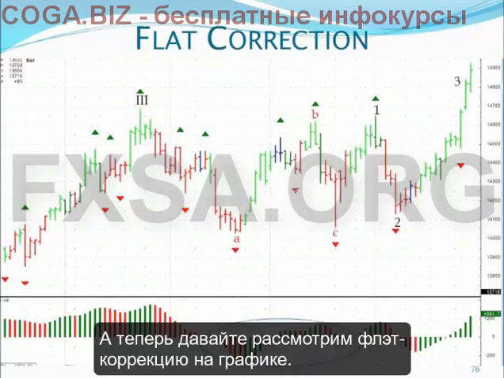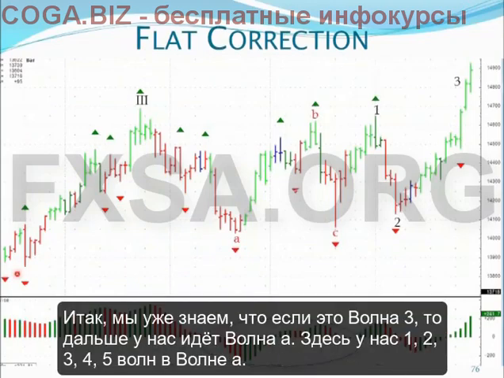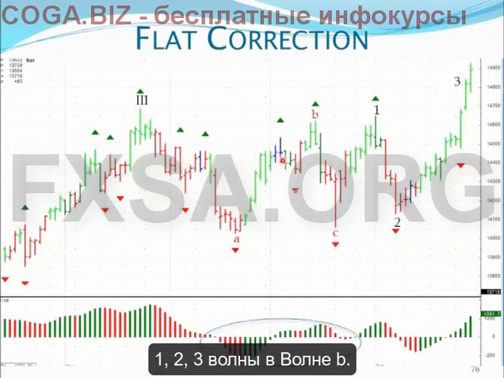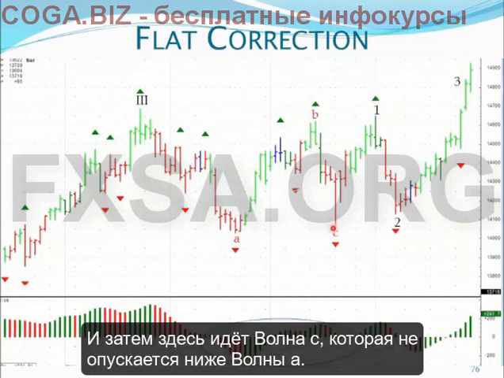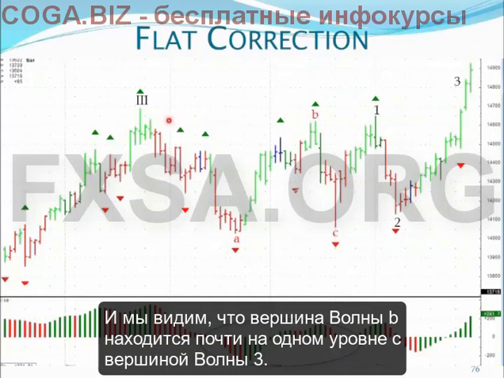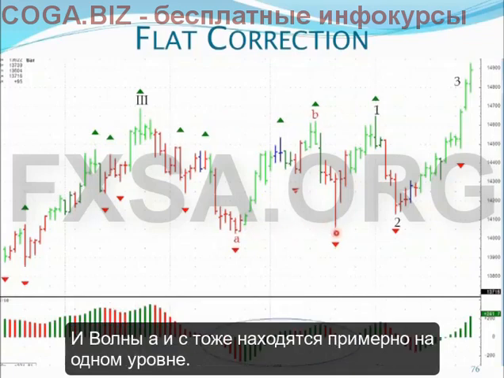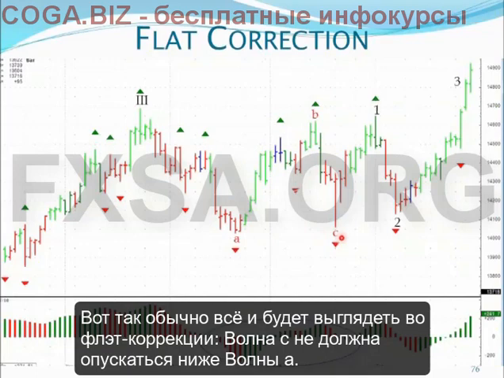Okay, now let's look at the flat correction on the chart. So we know if this is our third wave, we have an A wave, we have 1, 2, 3, 4, 5 waves in A, 1, 2, 3 waves in B, and then here's our C wave that doesn't quite go below the A wave, and we see that this is almost identical here on the top of the 3, and the A and C are very close. So this would be what a common flat correction would look like.